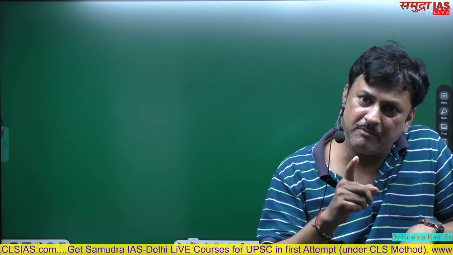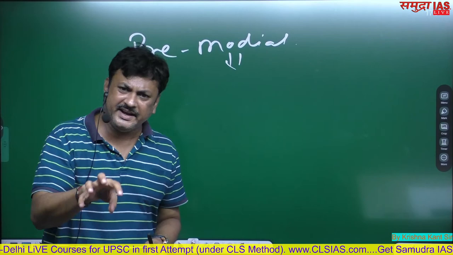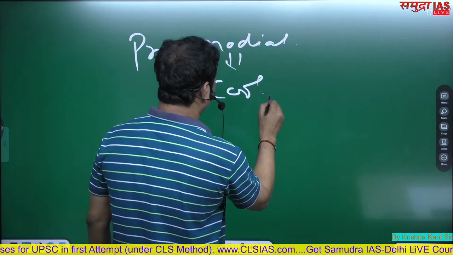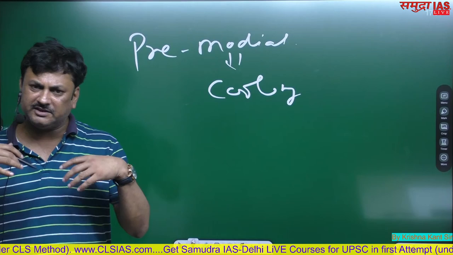Okay? Primordial heat is nothing but the heat which was generated during the time of cooling and solidification of earth. Okay? Jab earth kya ho raha tha? Thanda ho raha tha. Cooling process was taking place. And solidification of earth was taking place. Some amount of heat was trapped inside earth.